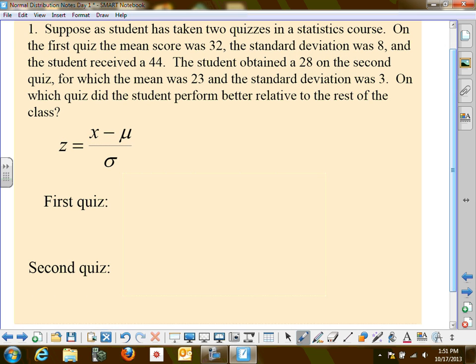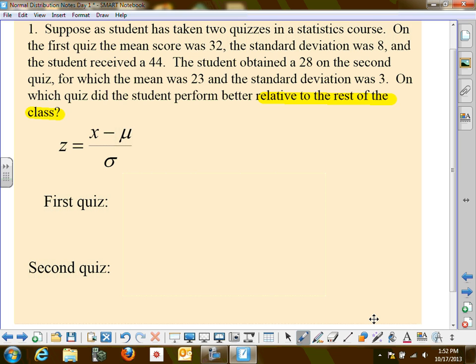Now we have a few minutes to do this last example here. Suppose that a student has taken 2 quizzes, and I want to compare how well they did on one quiz and the other quiz. The key here is this: relative to the rest of the class. In other words, relative to the mean for each one of those quizzes. So let's look at the data.